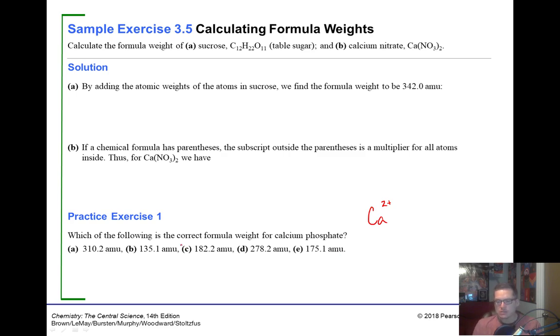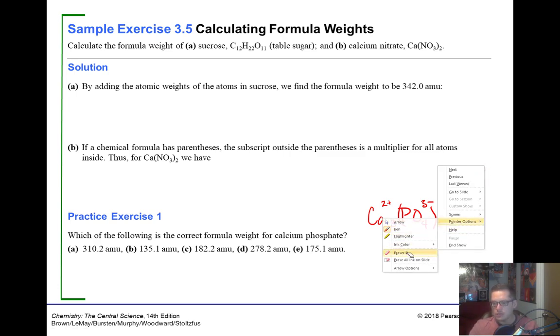Calcium is Ca, and it's got a charge of 2 plus because it's an alkaline earth metal. Phosphate is a polyatomic ion, one of the ones you have to memorize. Phosphate is PO4, and it's got a charge of 3 minus. So we're going to crisscross them: the calcium becomes 3, and for the phosphate, we put parentheses and put 2 out there. All right, let me erase the charges here.